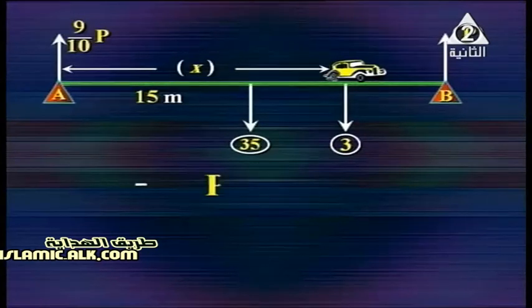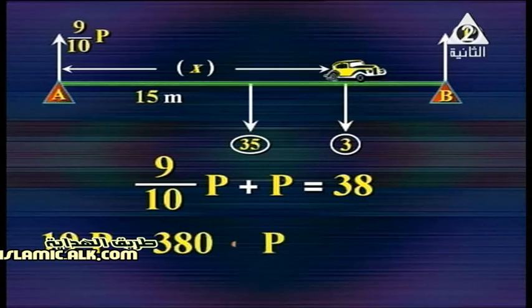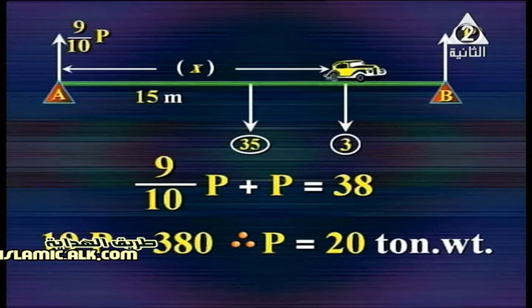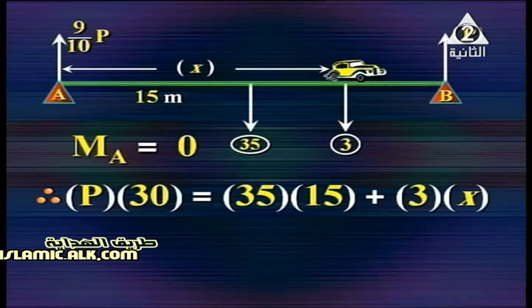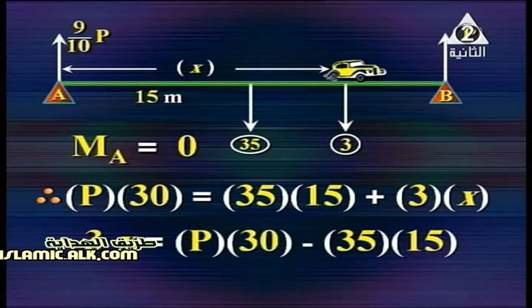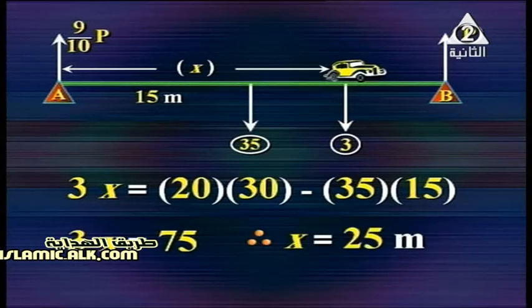After that, B1 equals 9/10 B2, and B1 plus B2 equals 38. By simplifying, B2 equals 20 tons weight. Moment about A equals 0. B2 times 30 equals 35 times 15 plus 3 times x. What is the value of x? 3x equals B2 times 30 minus 35 times 15. By substitution, 3x equals 20 times 30 minus 35 times 15, which equals 75. Then x equals 25 meters.